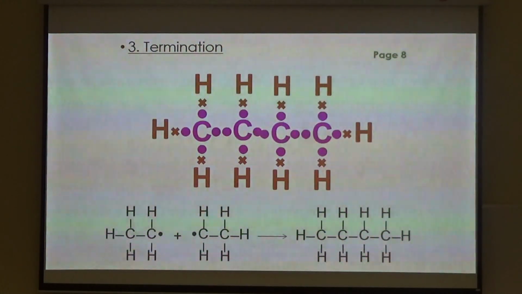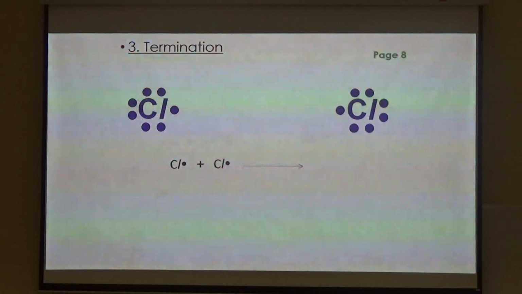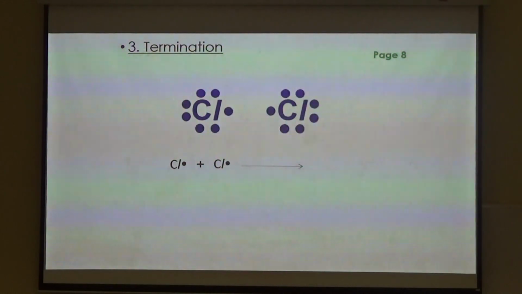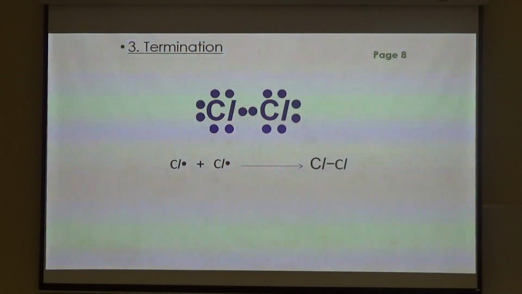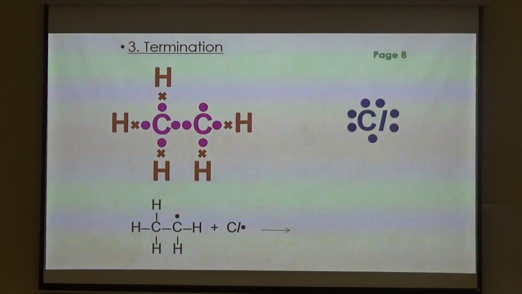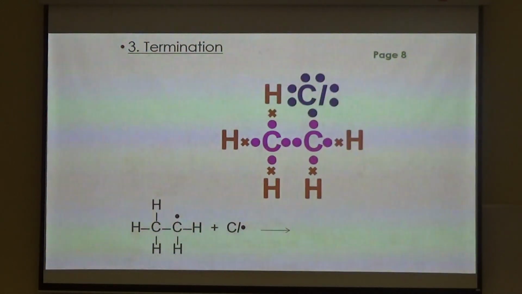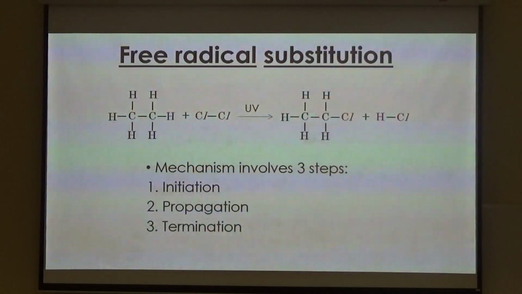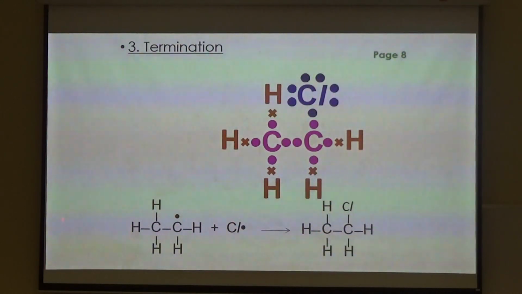There are many other possibilities whereby you have two radicals meeting together. I also can have two Cl radicals meeting together, and then I will form back my Cl2 molecule. So actually I have a lot of different possibilities of the radicals meeting.